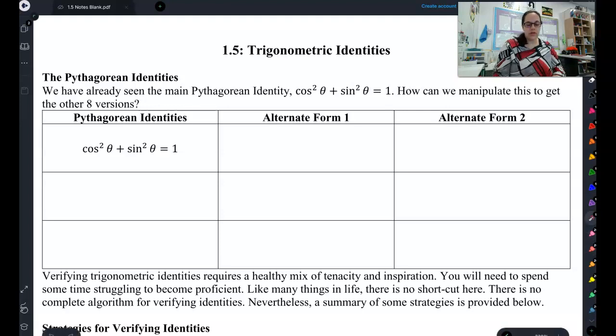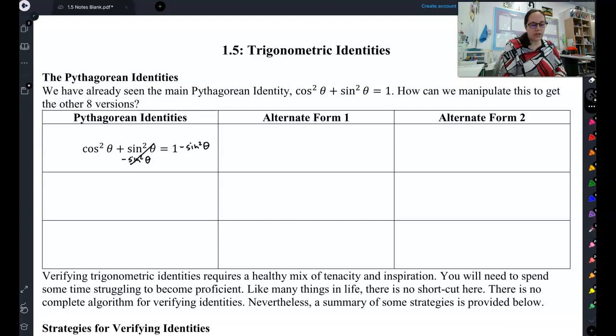Now, we learned this one a couple lessons ago, so we're going to start by manipulating this one to get some alternate forms. Here's what I mean by that. If I take this one and I subtract sine squared to each side, I get a new version of the equation. So my new version is cosine squared of theta equals 1 minus sine squared of theta.